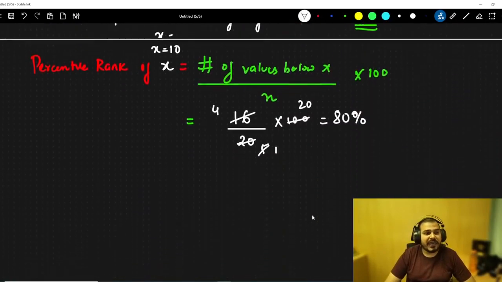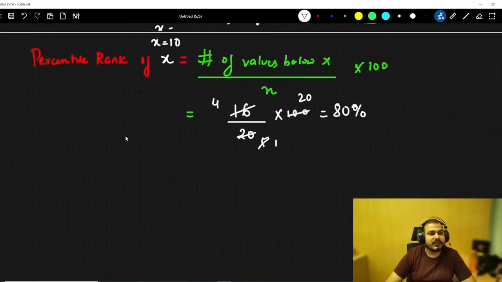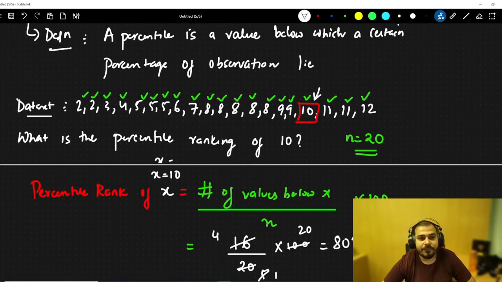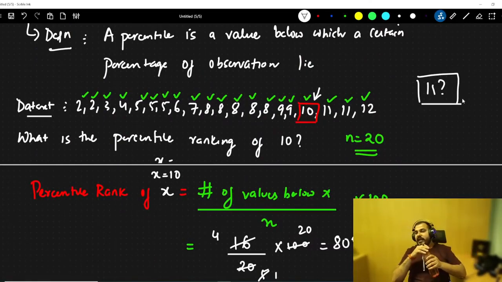Okay, now quickly try to find me what is the percentile ranking of 11. This will be an assignment to you. Please do it right now. I'll give you 2 minutes. What is the percentile ranking of 11?